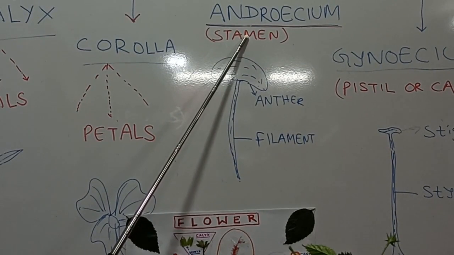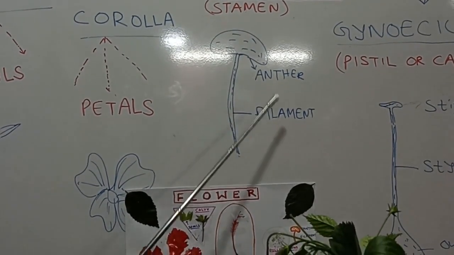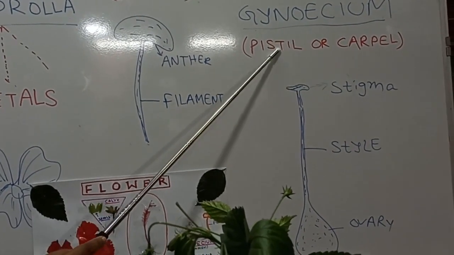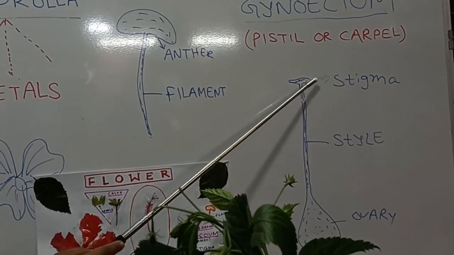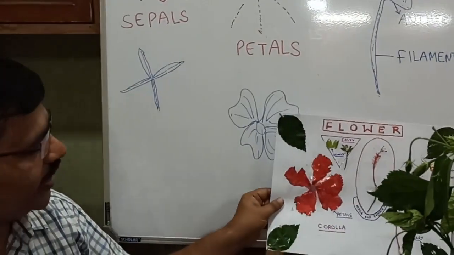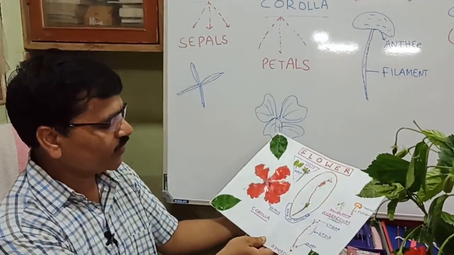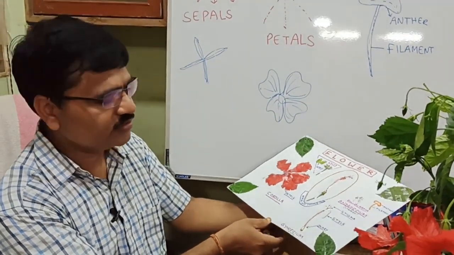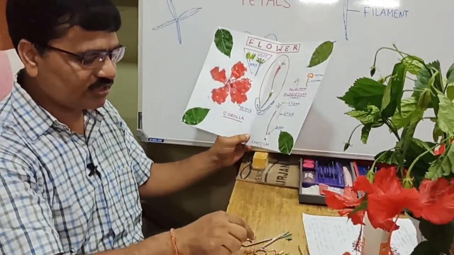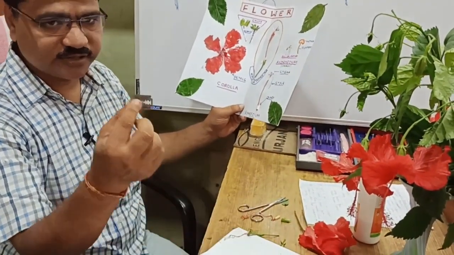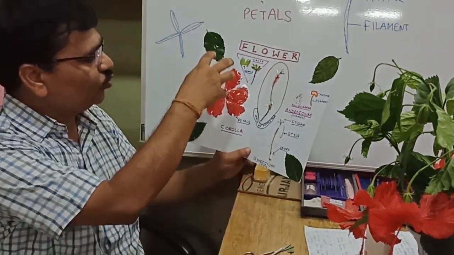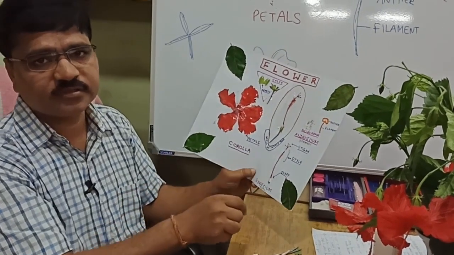Androecium is also called stamen, and its different parts are anther and filament. And gynoecium is the female part of the flower. It is also called pistil or carpel, and its different parts are stigma, style and ovary. So you can take a chart paper and do this activity by yourself: fold it like this, and with the help of scissors and a razor blade, cut different parts of the flower, paste it and label it. Okay, thank you.